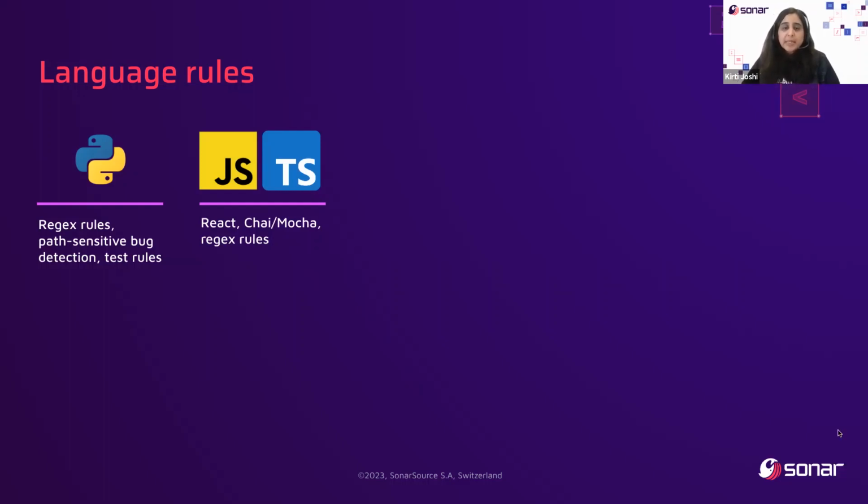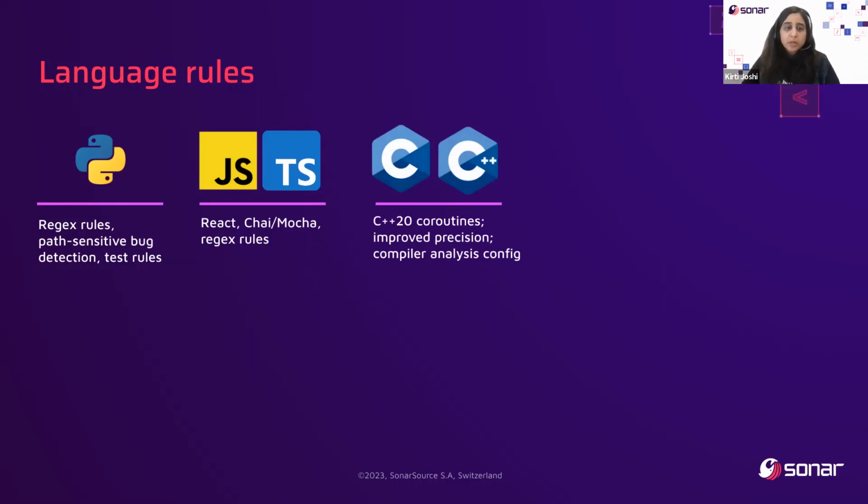For C and C++, the team has done a lot of work. We now support C++20. We have rules to test the C++20 coroutines. We've also improved the precision of all path-sensitive issues for both the languages that also include memory bugs. And in addition to that, we've added functionality so that the configuration of your C++ analysis can now be done via a compilation database. Additionally, if you are using CLion or VS Code as your IDE, SonarLint has support for both of them.